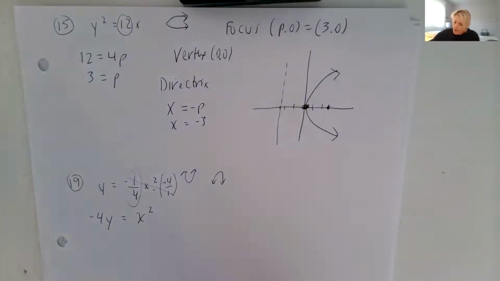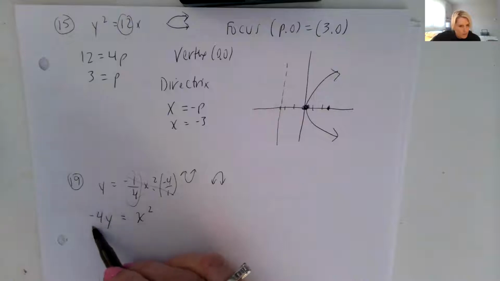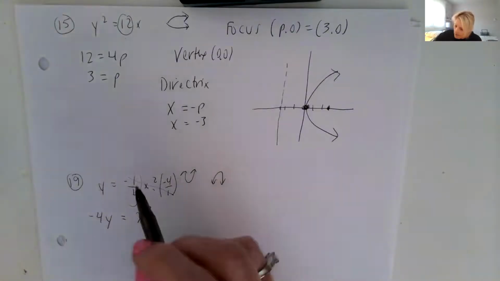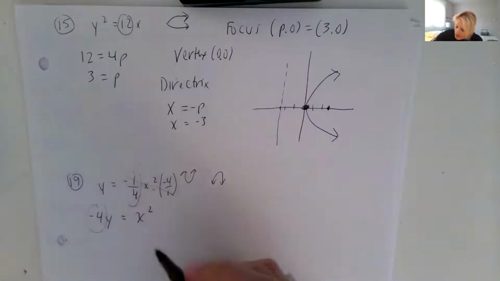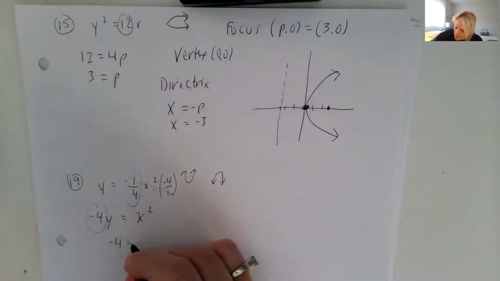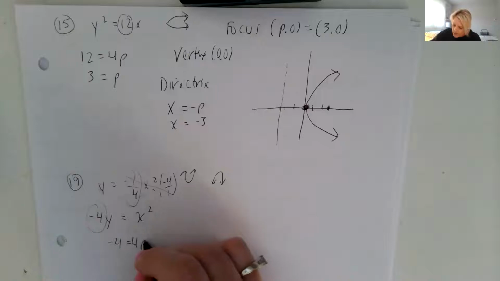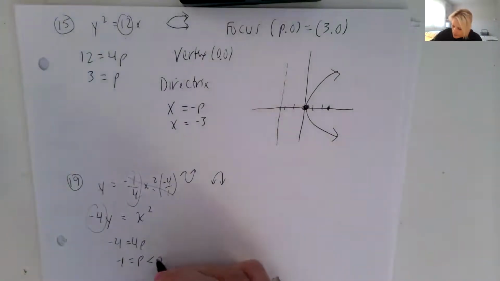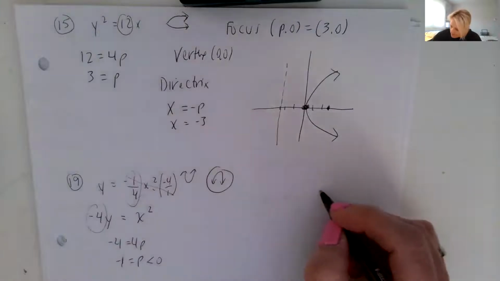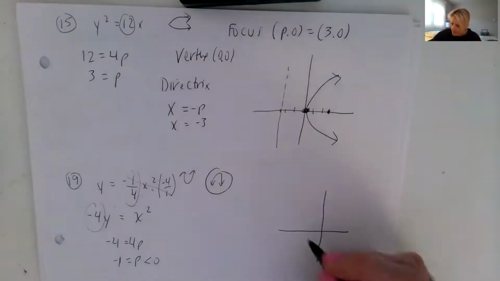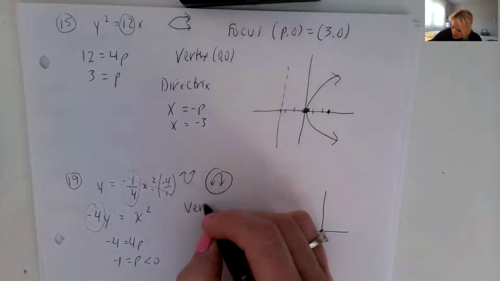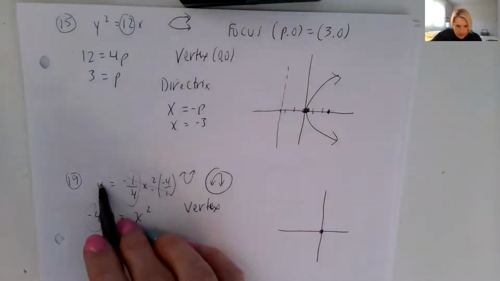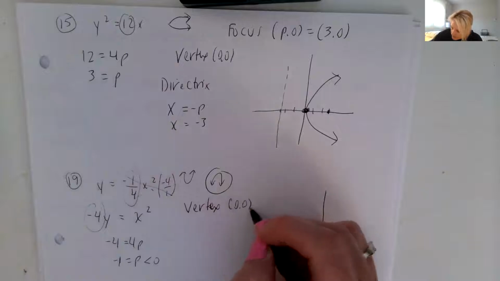Okay. So because P is our coefficient here, the negative 4 is equal to 4p. P is equal to negative 1. And because P is less than 0, we know it's face down. And we know our vertex is at 0, 0, because there's no shifting going on inside the x squared or the y. So the vertex is at 0, 0.